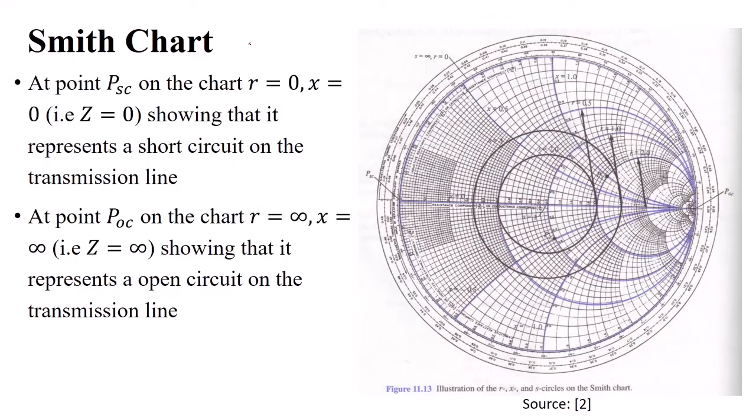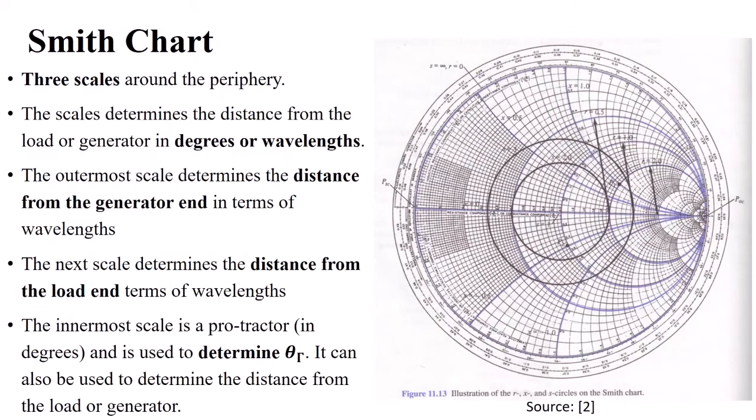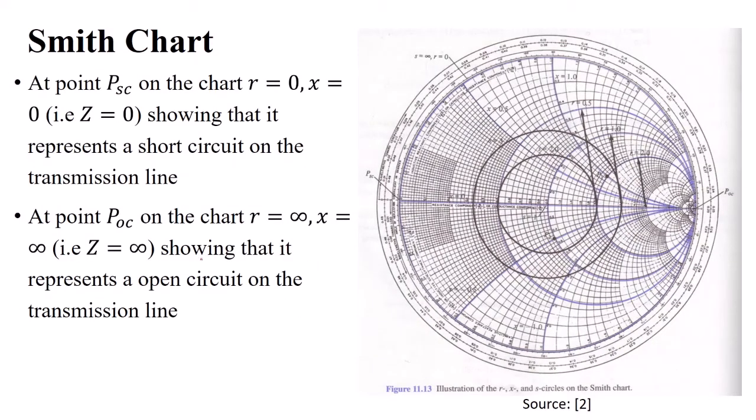Now in this Smith chart, you can see you have three scales around the periphery. I will discuss them in the next slide. Before that, at point PSC on the chart, r equals 0, x equals 0. We already know that the point of short circuit lies on the real axis here, and this is where the impedance is 0. So this is the point of short circuit where the transmission line is shorted.